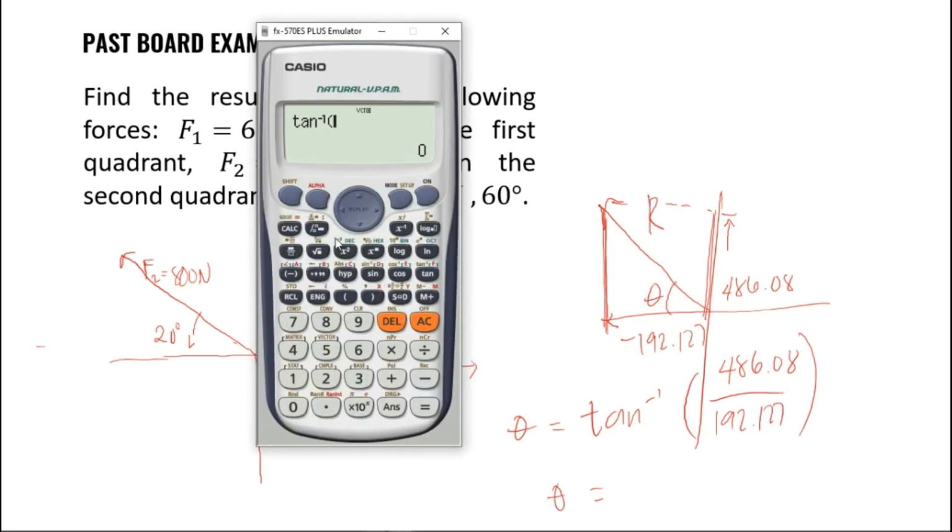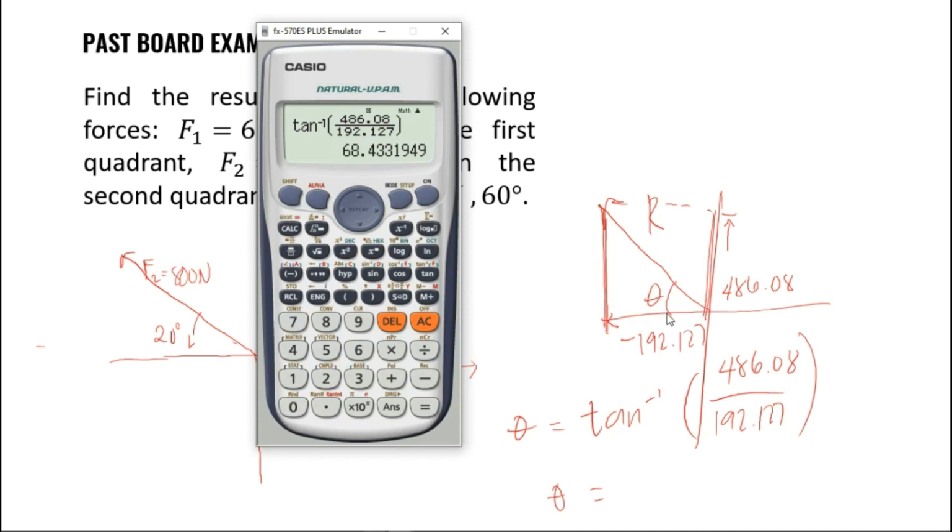So, arctan. We have here, so gawin natin mode computation. So, mode computation, so arctan 486.08. So, this is your opposite over your adjacent side. So, you have here negative. So, i-disregard na natin yung sign conventions kasi na illustrate na naman natin siya. So, we have here 192.127. So this is 68.43 degrees from the second quadrant siya.